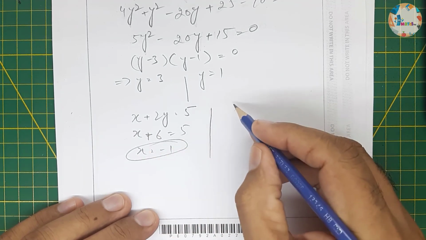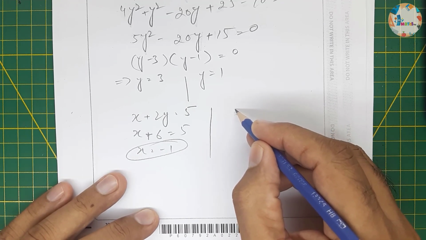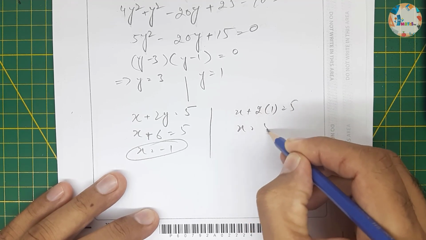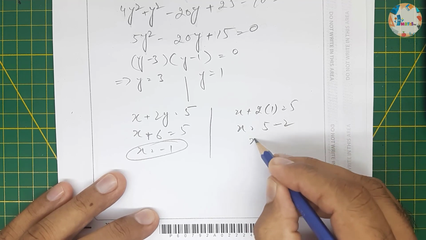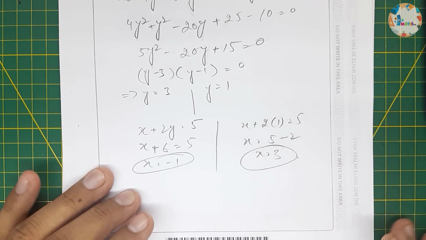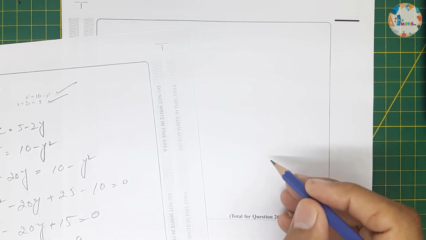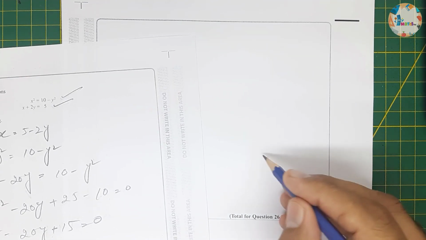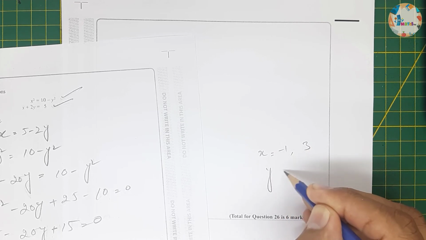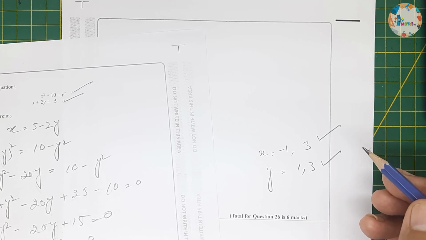This will be one value, and if we replace y is equal to 1, this implies x plus 2 into 1 will be equal to 5. So x will be equal to 5 minus 2, and this will be x is equal to 3. This will be the answer. We can write the values on the next page, which is provided for this. So x value will be minus 1 and 3, and y value will be 3 and 1. These will be our answers.